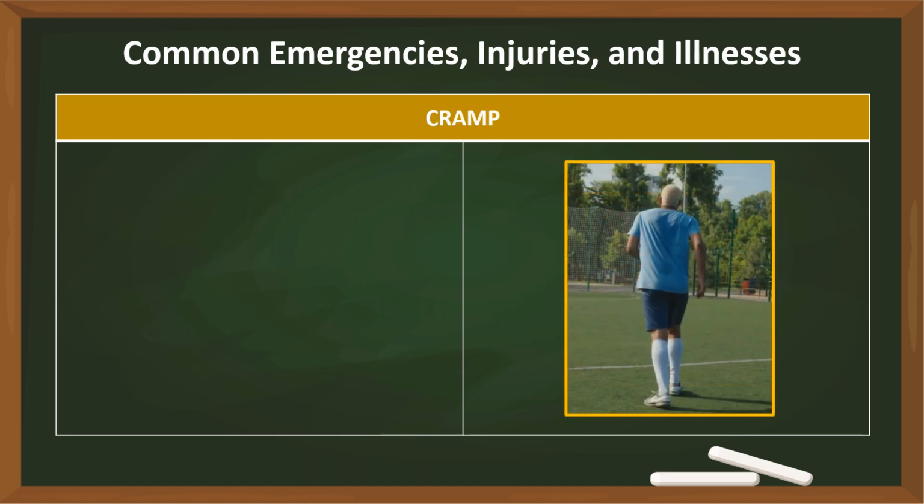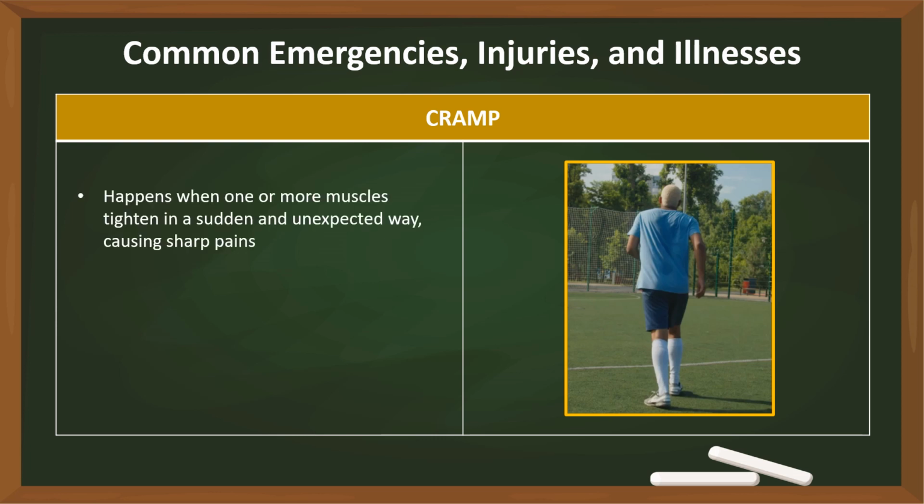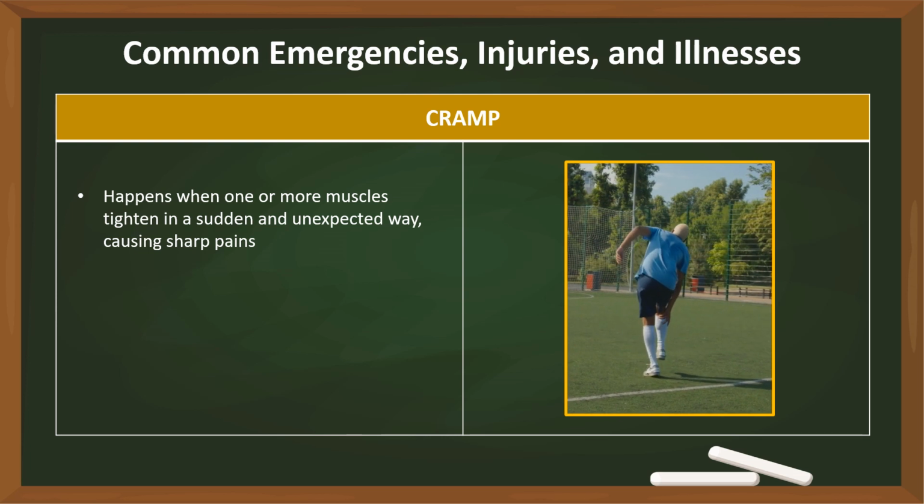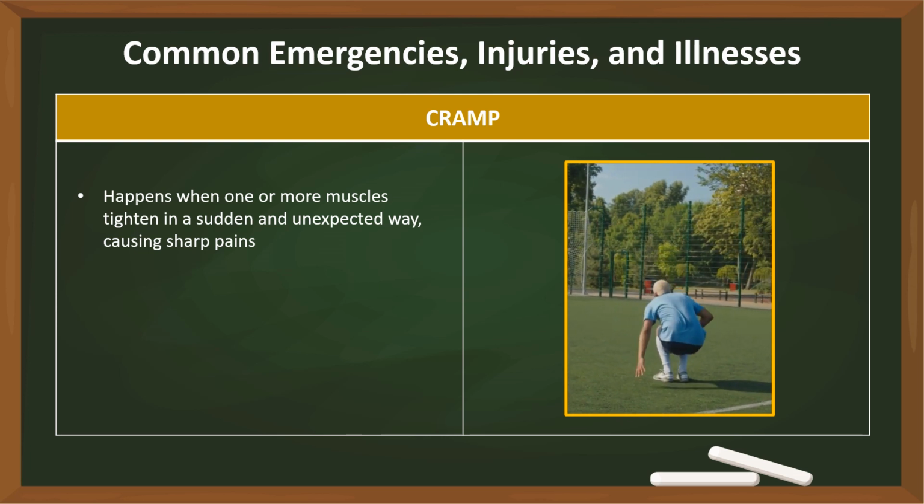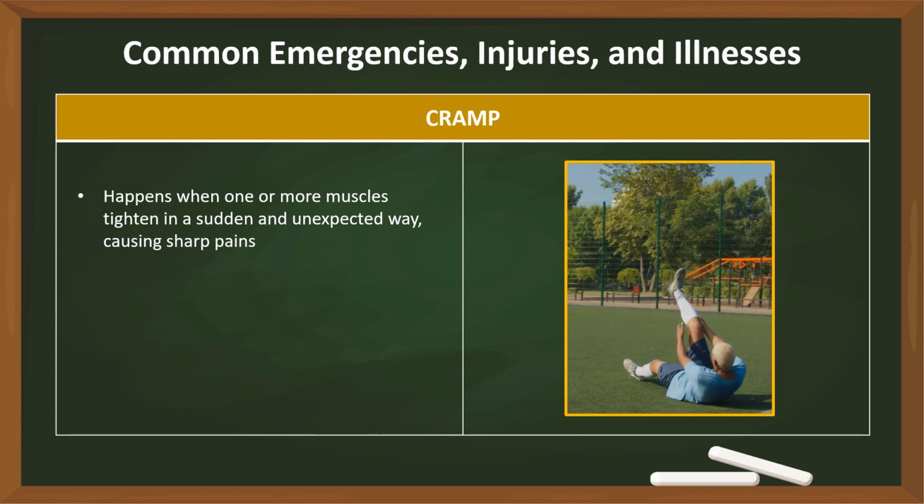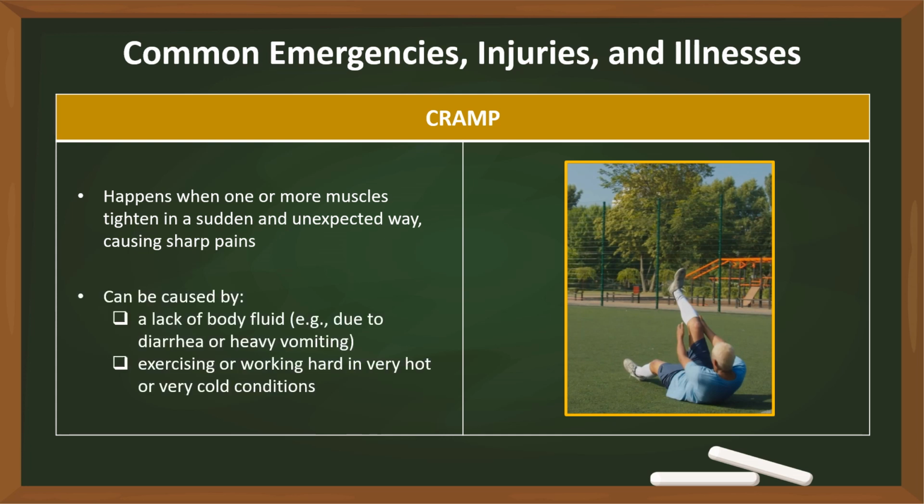Now let's talk about cramps. A cramp happens when one or more muscles tighten in a sudden and unexpected way, causing sharp pains. This type of injury can be caused by a lack of body fluid, or by exercising or working hard in very hot or very cold conditions.